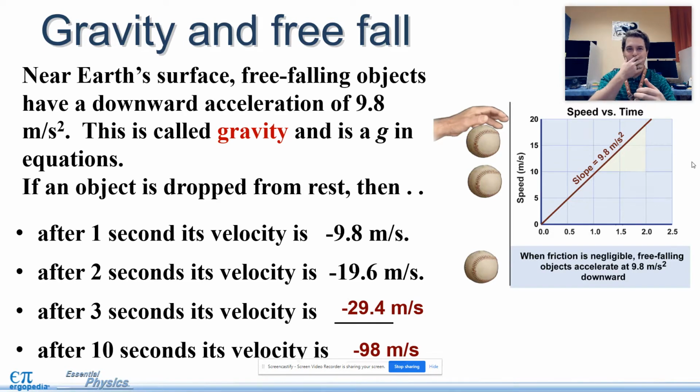Now what that means, if you drop something from high up, after 1 second, it'll be traveling negative 9.8 meters per second. After 2 seconds, it's negative 19.6 meters per second. And so on and so forth, as you can see on the screen. So its velocity is constantly changing at a steady rate. A slope on a velocity versus time graph is nice and steady. And we said that that nice and steady slope is acceleration, right? As you can kind of see in the speed versus time graph there, okay?